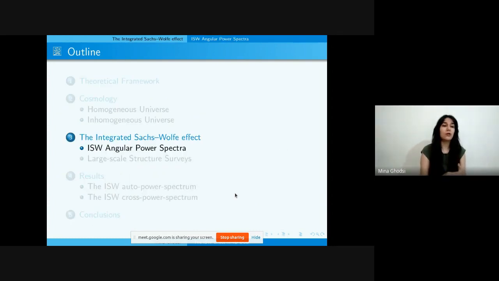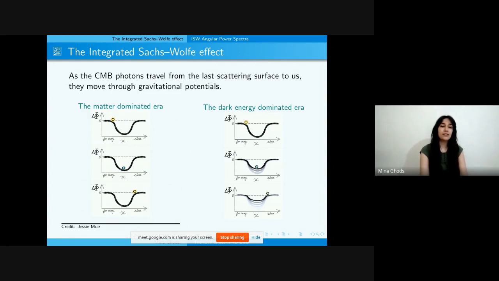Okay, so what is the ISW effect? As the CMB photons travel from the last scattering surface to us, they move through gravitational potentials. The photon gains energy when it falls into a symmetric gravitational well, and it loses that energy when it climbs out the other side. So the blue shift and red shift can cancel each other. But we know that in the late time universe, the gravitational potential will evolve with time due to dark energy. So the blue shift and red shift cannot cancel each other, and we can see anisotropies.